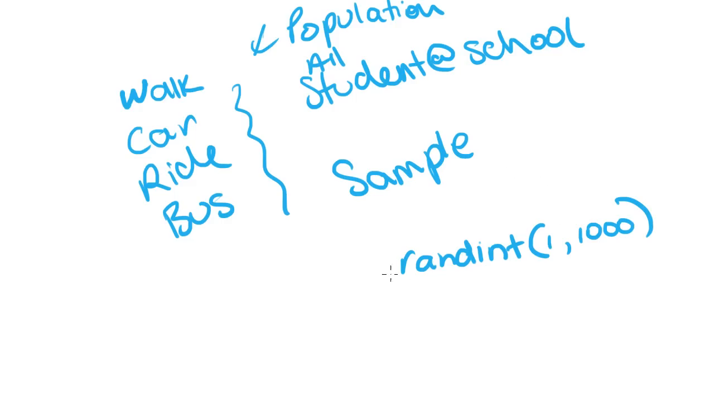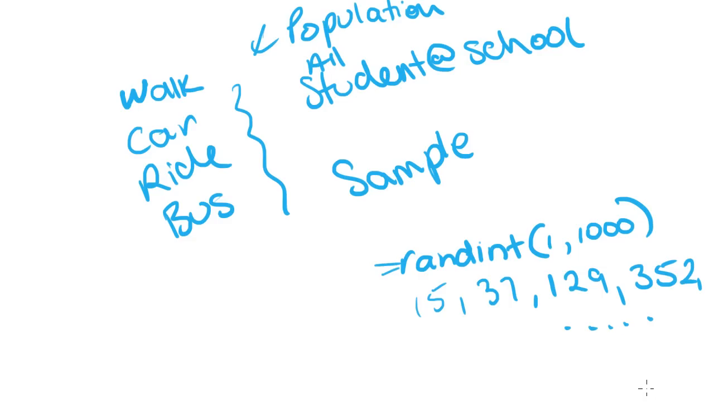And then you generate your random numbers, which might be, you know, like 15, 37, 129, 352, something like that. We get a whole series of random numbers. And then we just find which student applies to each number. We take their name and we say, okay, I've got a sample from my 1,000. I'm going to ask 100 people. Here's these 100 random numbers that I've generated. Here's the list of names that I'm going to ask. I go find those students. I ask them how they get to school.